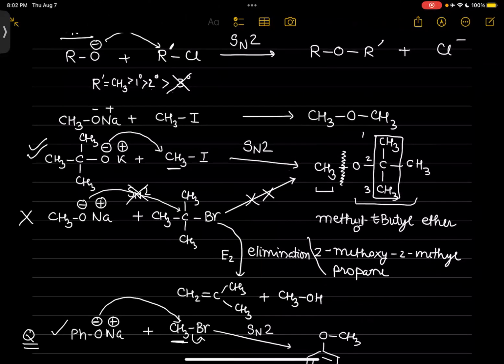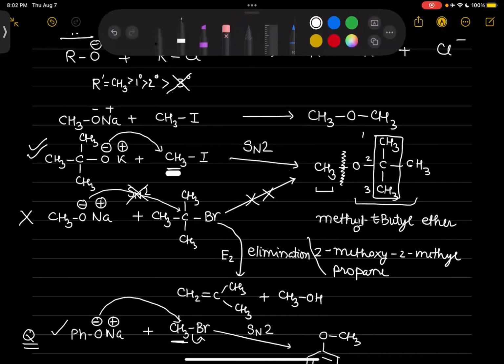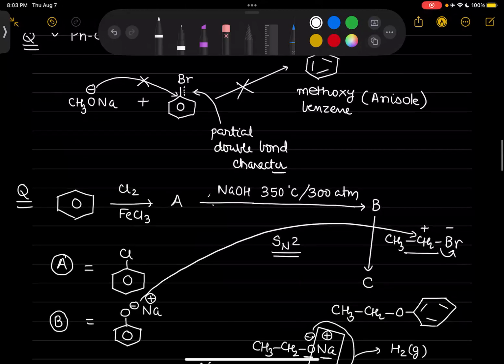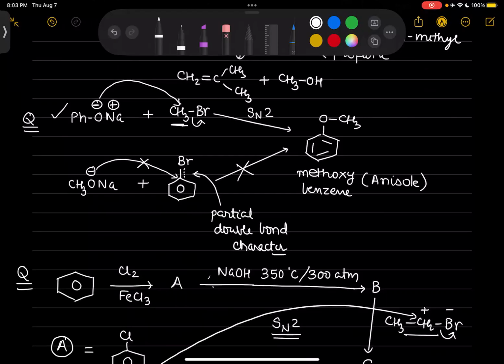Whichever is the alkyl halide, be careful that the alkyl halide should not be touched like this. That we have seen. It should not be an aryl halide because of the partial double bond character. The reaction will not happen, as you can see here. Got it?